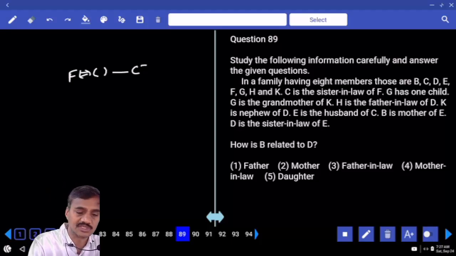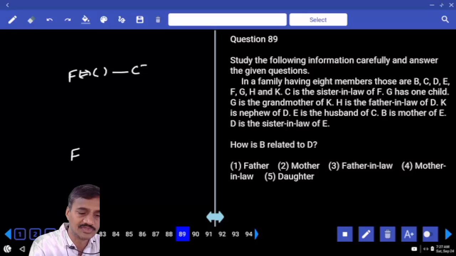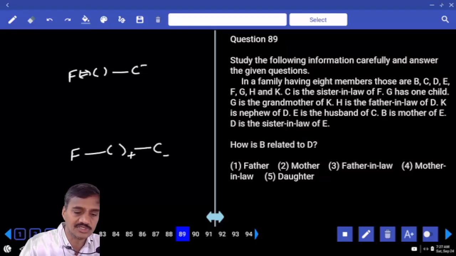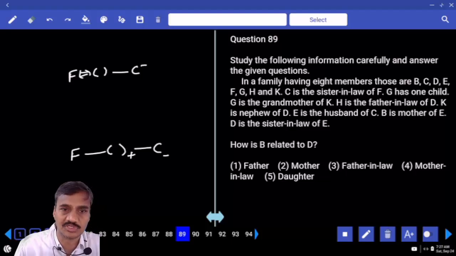And in the second case, F's brother's wife. F is here. F's brother is here. Brother's wife is C. And C is the sister-in-law of F. There are the two possibilities. Sister-in-law means either spouse's sister or brother's wife. In the first case we have taken spouse's sister and in the second we have taken brother's wife.